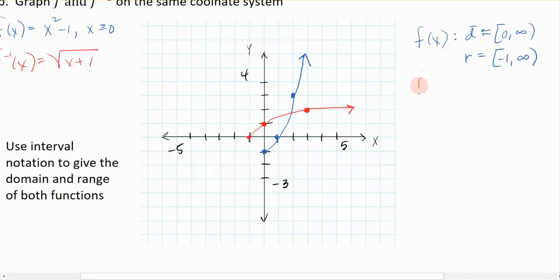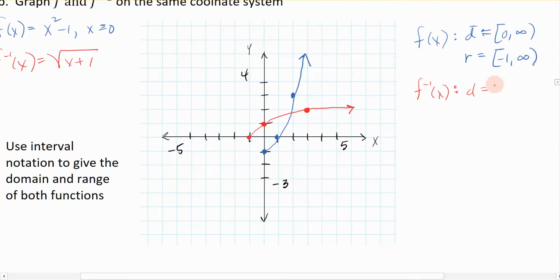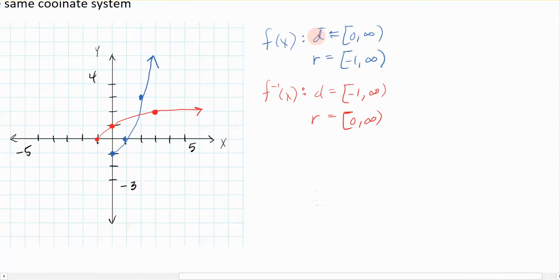What about the inverse function? Looking at the graph, we can see that the possible x values for the inverse function start over here at -1. That's the smallest x value that I'm allowed. So we have the smallest x value at -1 to infinity. And the range, right, the smallest y value would be from 0 off to infinity. A square root function grows rather slowly, but that's what it is. So I have then the domain and range for both the function and its inverse.